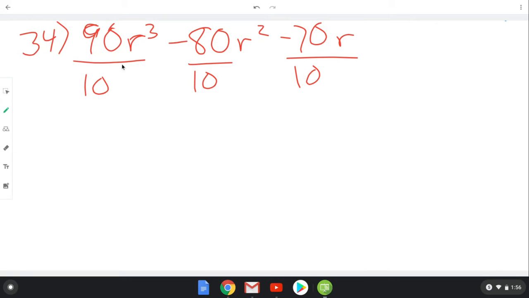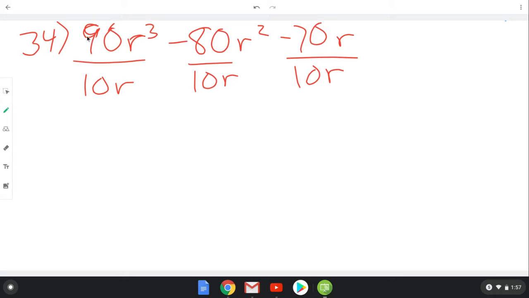I also notice that they all have R's in them. This one has 1 R, this has 2, this has 3. So the smallest number of R's is 1. So that's what I can divide by, and they will all come out even. So I'm going to divide by R as well. So I'm going to divide everything by 10R, and figure out what that is.